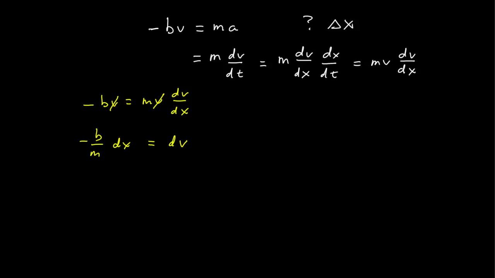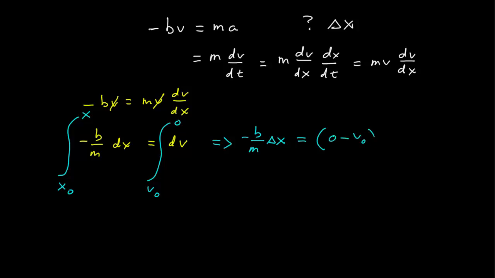Now, if we go ahead and integrate these, what are our initial and final parameters? This is from some x initial to x final, and this is from some v initial to 0. If I integrate that, I just get negative b over m delta x, and this is equal to 0 minus v naught. This is now the distance traveled, which is what I want. And so delta x is equal to m v naught over b, which is exactly what we had before.